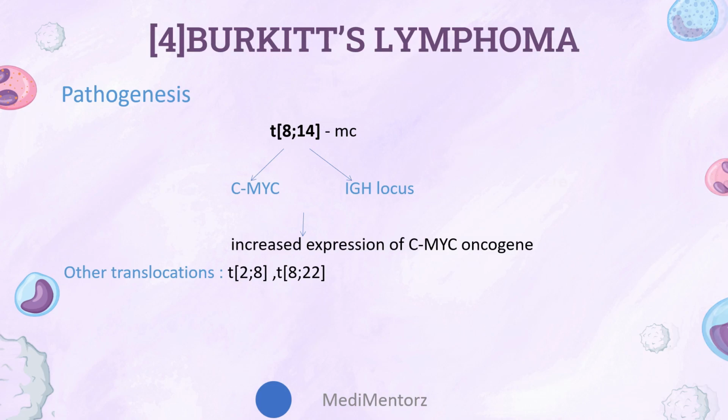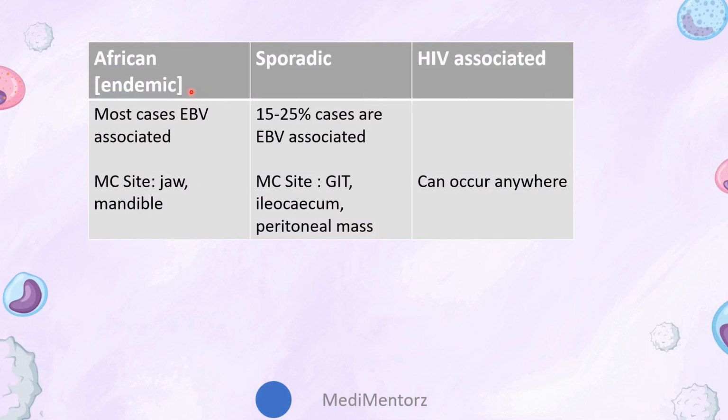So moving to the next slide. Here there are three categories. The first one is African or endemic, the second one is sporadic, and the third one is HIV associated. In African or endemic, most of the cases are Epstein-Barr virus associated, and the most common sites include the jaw and mandible. In the sporadic one, it's not totally EBV associated, but 15 to 20% of cases are EBV associated, and the most common sites include GIT, ileocecum, and peritoneal mass. In HIV associated, it can occur anywhere.